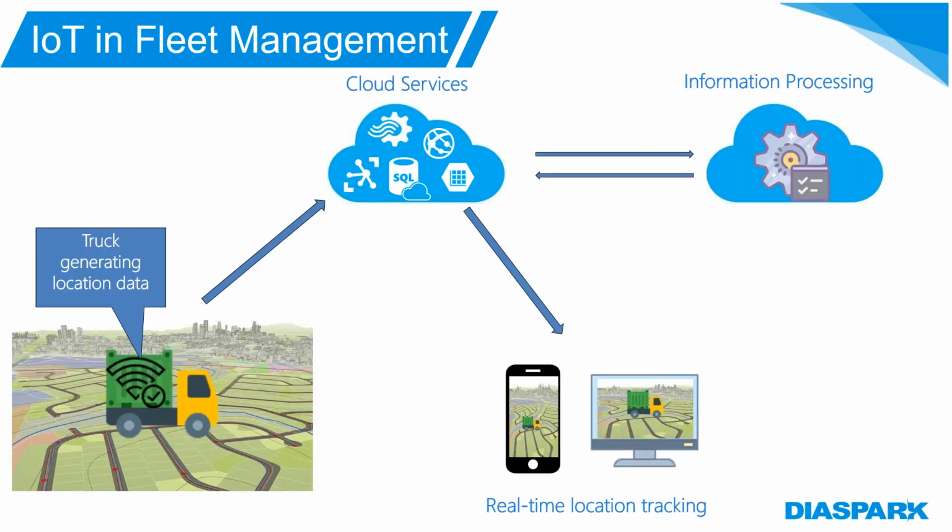This is the high level diagram for that fleet management. A truck is generating the data and sending it to the cloud, and after some processing we are sending it back from the cloud and plotting the same location in real time on mobiles and desktops.